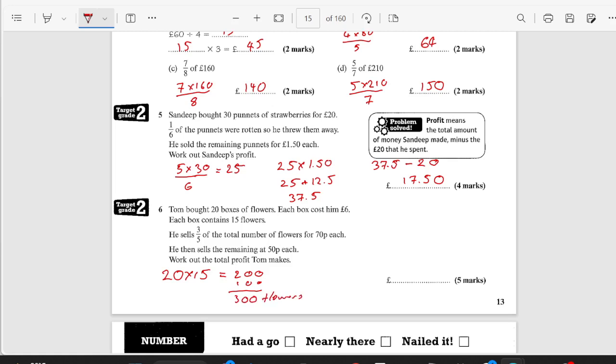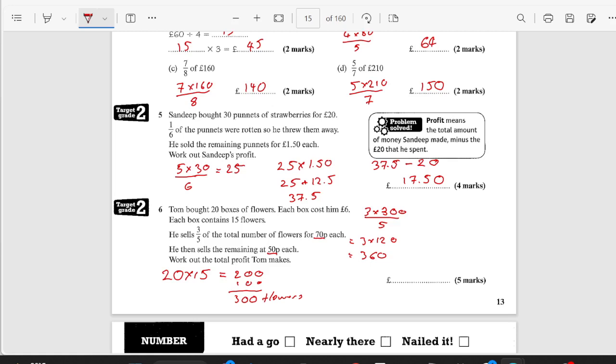So I'm going to move over here. 3/5 of the total number of flowers were sold for 70 pence each, and then he sells the remaining for 50 pence each. So I'm going to do 3/5 of 300. 3 times 300 divided by 5. Well, 100 divided by 5 is 20, so that's going to be 3 times 120. So that's going to be 360 that we sold at 70 pence each.